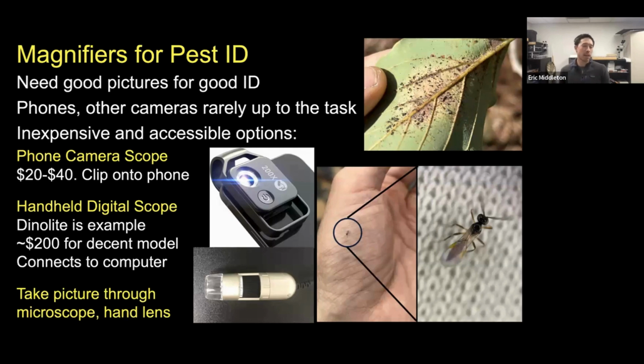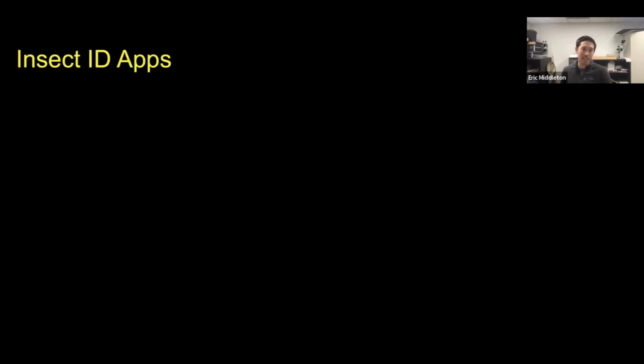But I would say, if anything here, I would highly recommend the phone camera scope for anyone looking at pest ID and trying to figure out how to take better pictures or actually be able to get a good picture for putting into an insect ID app.